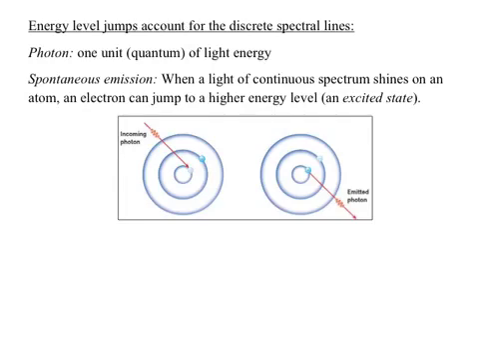Next we'll talk about how energy level jumps account for the discrete spectral lines that we saw earlier. First we'll start by defining something called a photon, and a photon is one unit of light energy, a quantum of light energy. Now, absorption is when a light of continuous spectrum shines on an atom. An electron can jump to a higher energy level. So what that means is there's some incoming light or photon that hits the electron, causing the electron to jump out to an excited state.